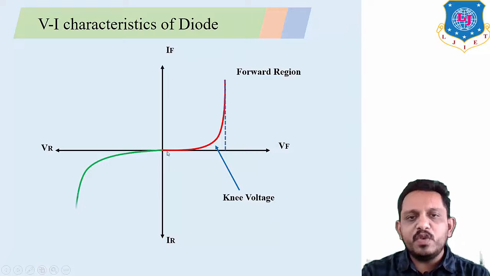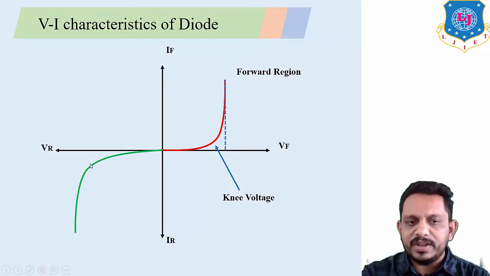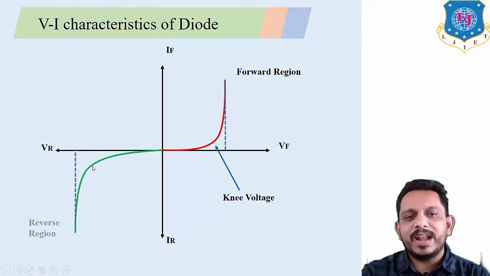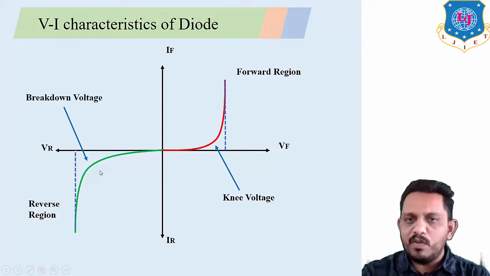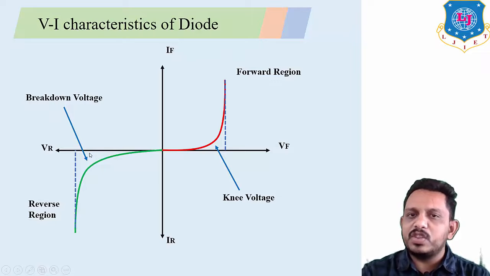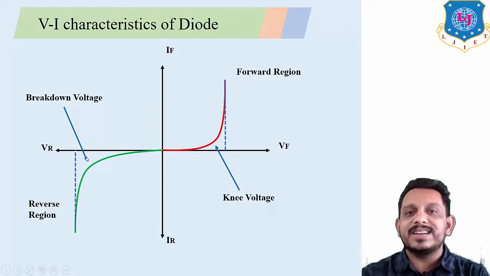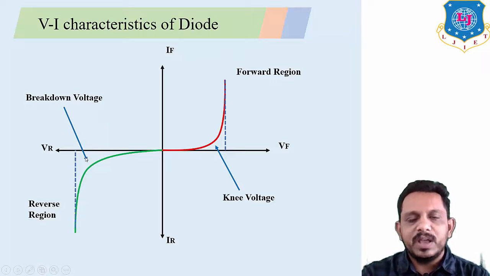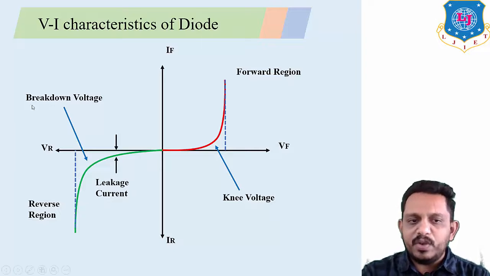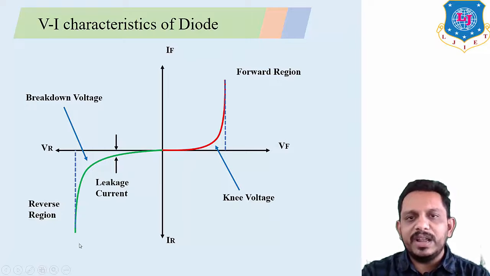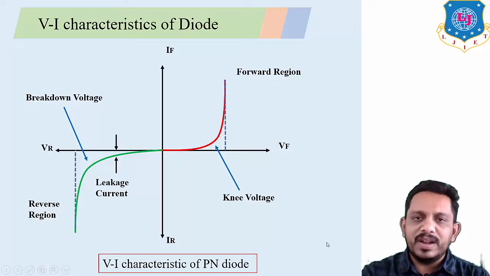In the same way, if you apply the voltage in the reverse biasing condition, this point is known as the breakdown point, and this region is known as the reverse region. Till the breakdown voltage is achieved, no current, or very little current, will flow in the reverse biasing condition, and that small current is known as the leakage current. But if you increase the voltage beyond this breakdown voltage, then suddenly current will increase in the reverse direction. So this is known as the VI characteristics of a diode.